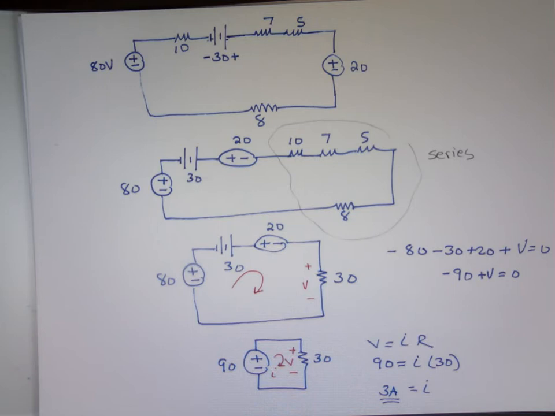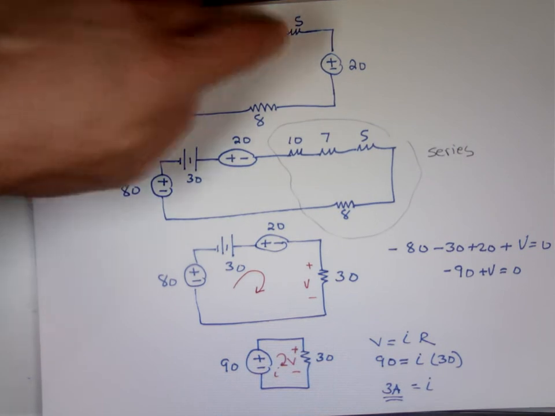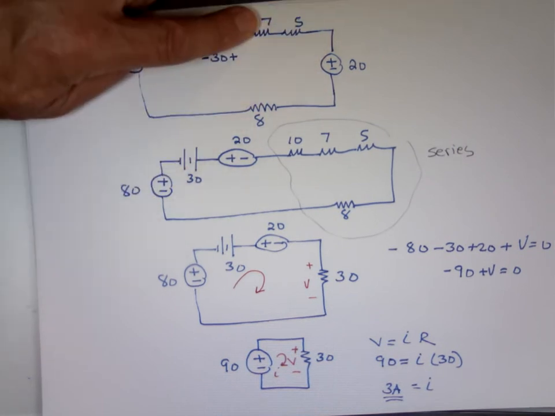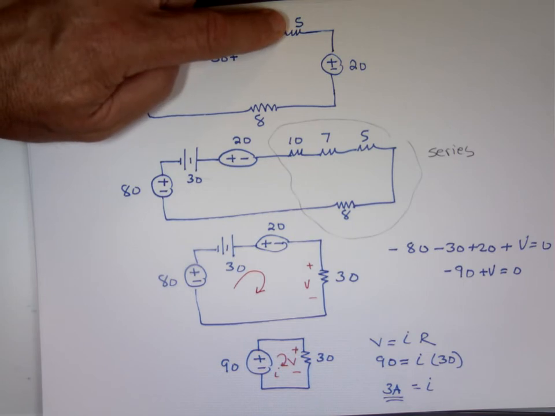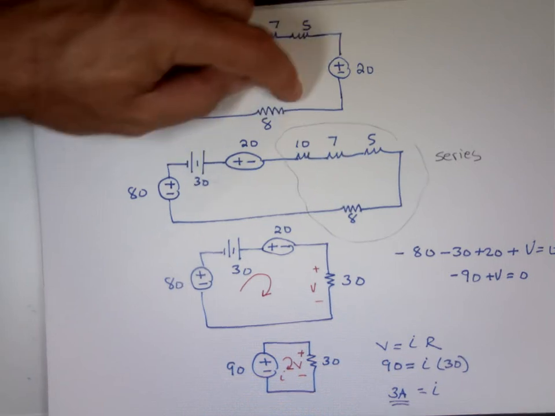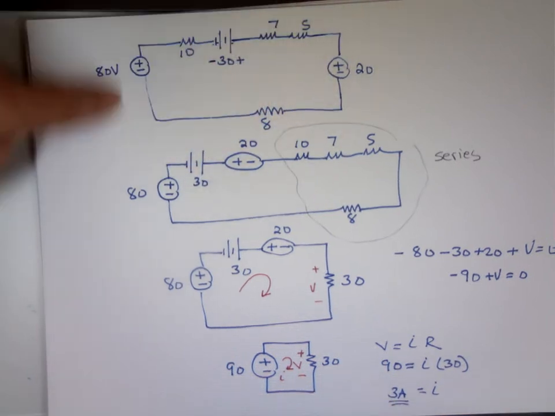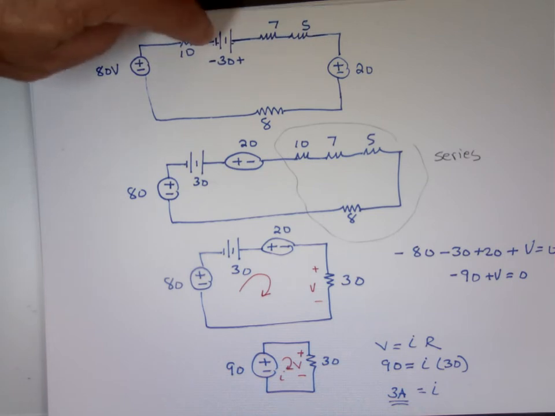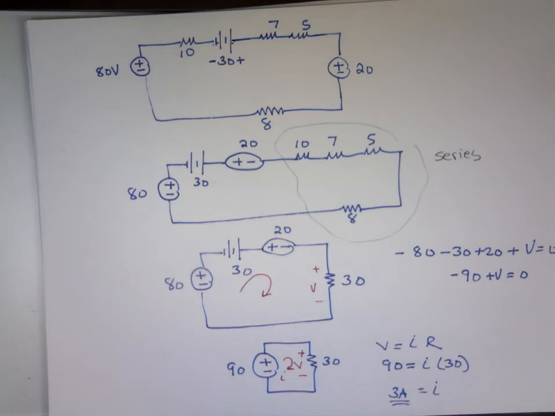And if I need to find the voltage across any one of these, what was the voltage drop? This will be 7 times I. 7 times 3, 21. What's the voltage here? 5I. 5 times 3 is 15. What's the voltage across this one? Plus to minus. It's going this way. 8 times 3, 24. What's the voltage here? Plus to minus. Plus on this end, minus on that end. 10 times 3, which is what? 30. Ohm's law.